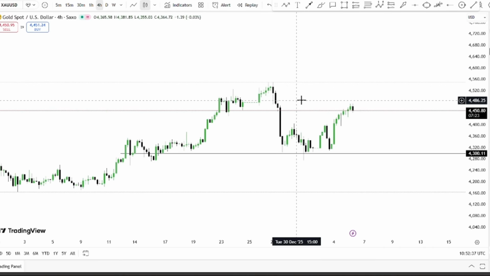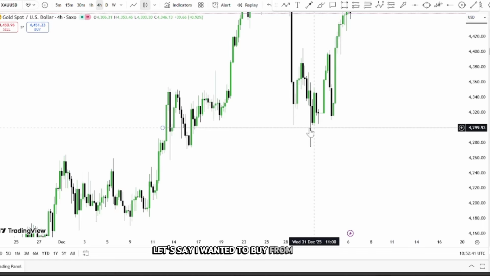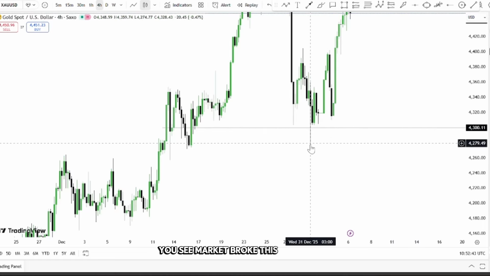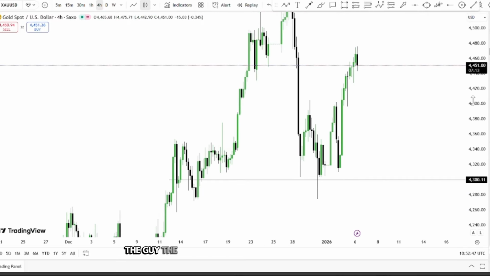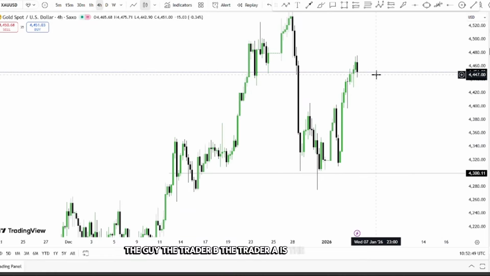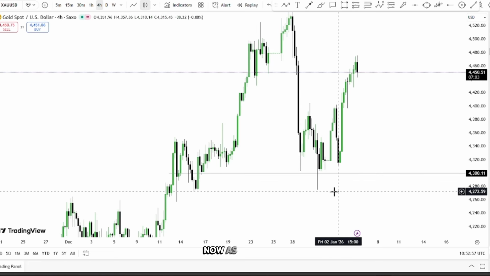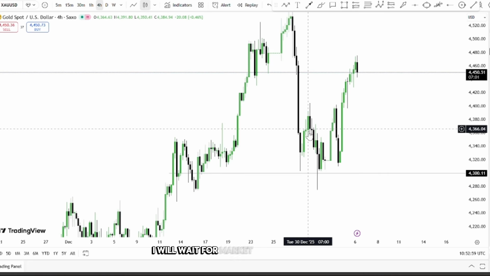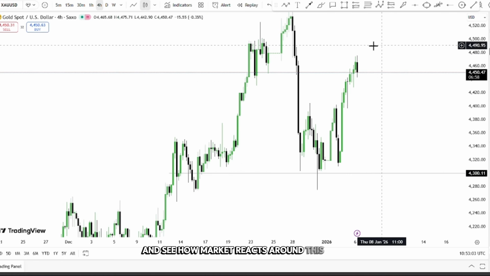Now, you can see what happened here. Let's say I wanted to buy from this zone. You see the market broke this level inside. So now the confirmation guide: trader A is the anticipation trader, trader B is the confirmation trader, the confirmation entry guy. Now, as trader B, I'll wait for the market to touch this line and see how the market reacts around this zone.